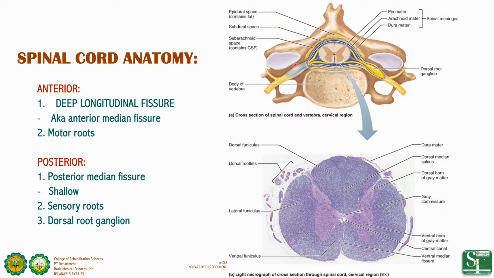Okay, what do we call a collection of cell bodies in the central nervous system? That's your nuclei. No? So, kung ganglion for peripheral nervous system, nuclei naman kay central nervous system. Alright.